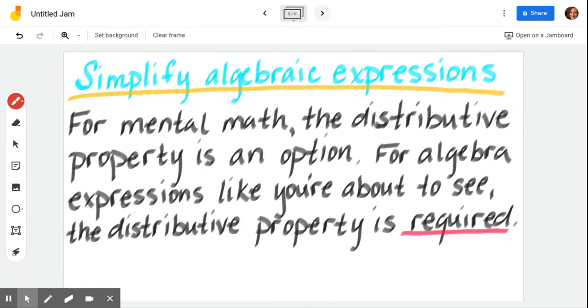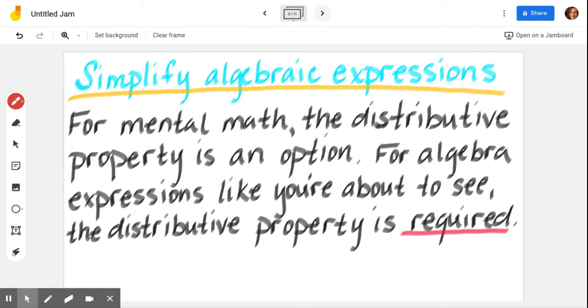Now, when it is required, like I mentioned a few minutes ago, is when you're simplifying algebraic expressions. I know saying algebraic expression sounds pretty intimidating and scary. An expression we've talked about before, it's just a math problem. Algebraic means it has to do with algebra, so you've got a variable or a few variables in there. That's all. When you have problems set up like these that I'm going to show you, you have no choice. You have to use the distributive property.